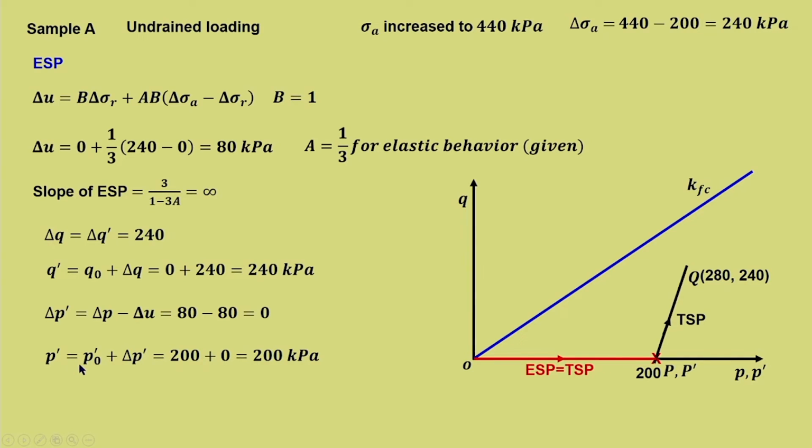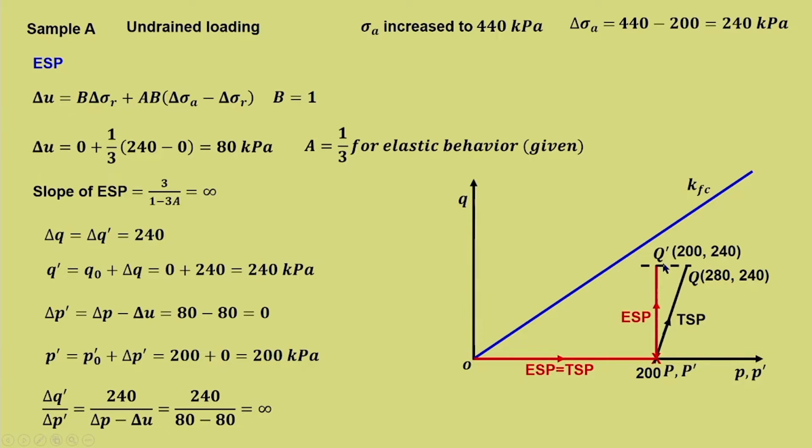So, p dash is equal to p naught dash plus delta p dash, that is 200, the initial value, plus 0, which is 200 kilopascal, and hence delta q dash upon delta p dash is equal to infinity. This information we already have here. It is just for your understanding that we have worked it out. So, here is the effective stress path. This we have understood.